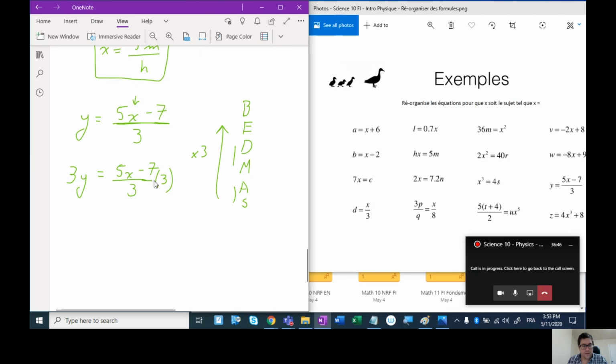And we have to be careful. I put it next to this line, but I can do this too. Okay, so this times 3 divided by 3 cancels out. You get this nice line here, 5x minus 7. The brackets now can be taken off.